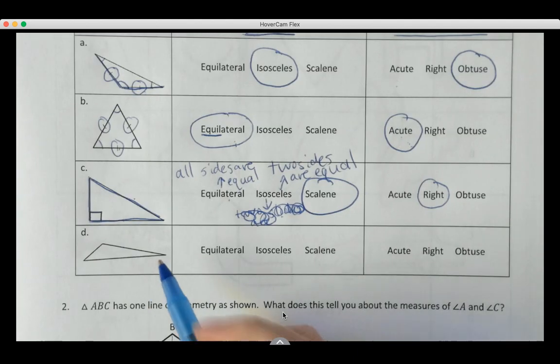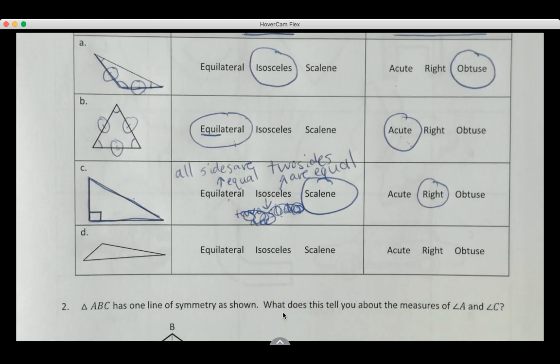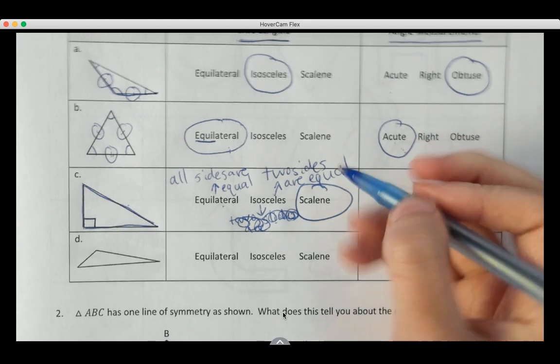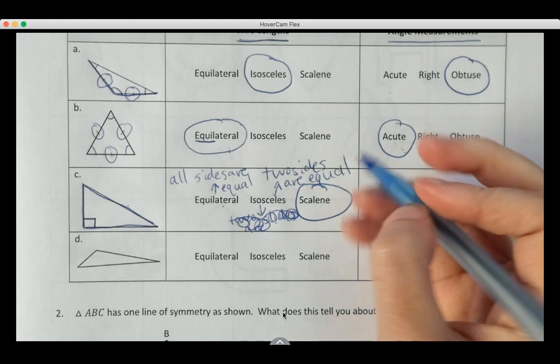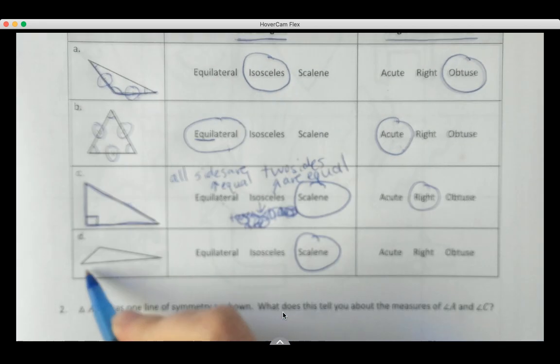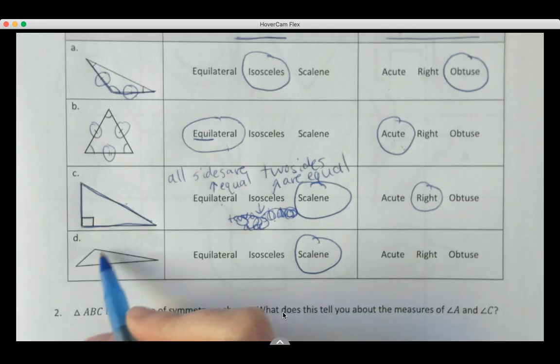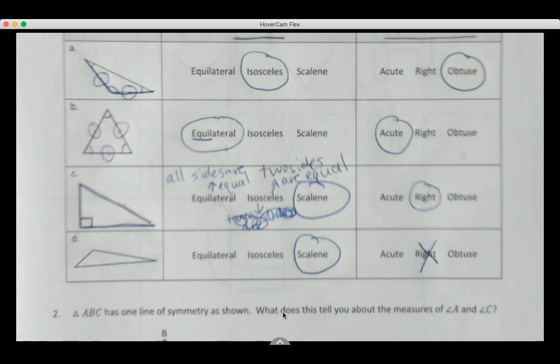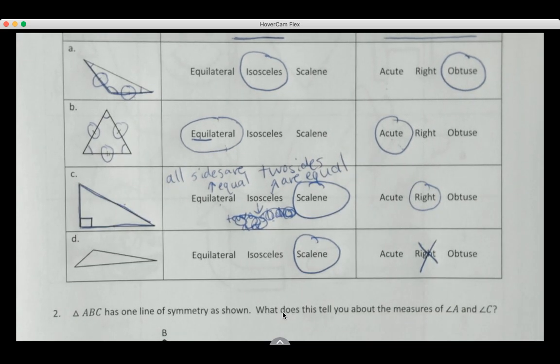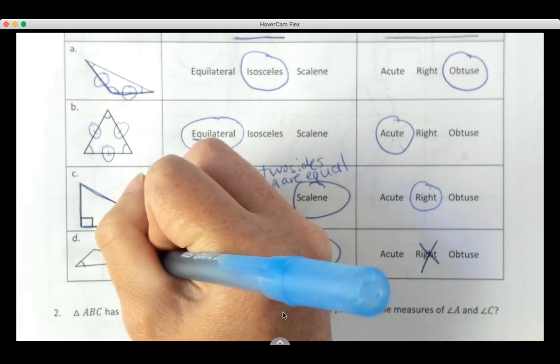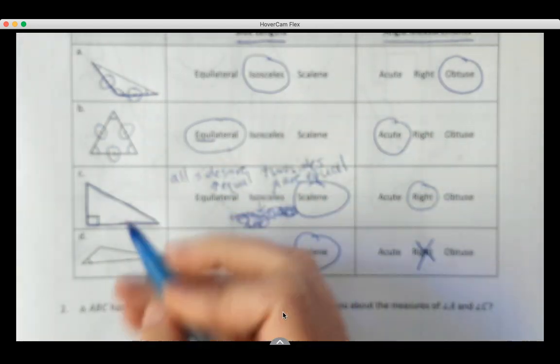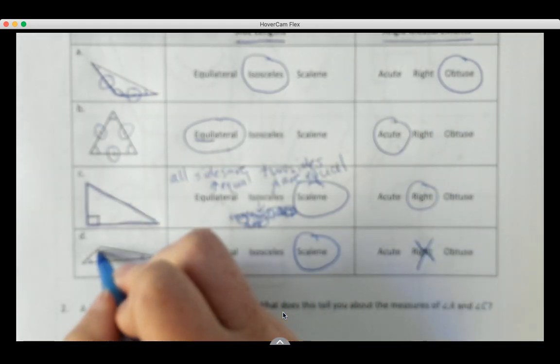For D, again, are any of the sides equal? No. So this is a scalene, but this is not a right scalene triangle because there is no right angle, so we can cross that out. Is it acute or obtuse? Well, I see 2 acute, but actually, guys, if you see 2 acute, it's the opposite. It's going to be obtuse.